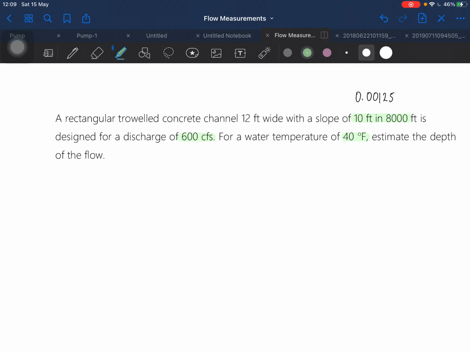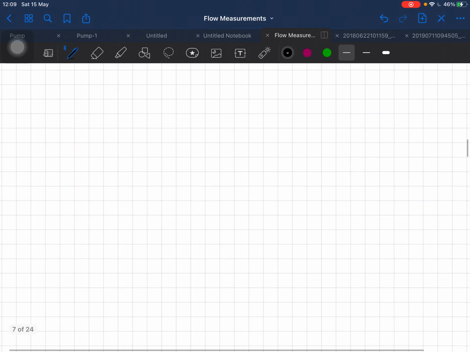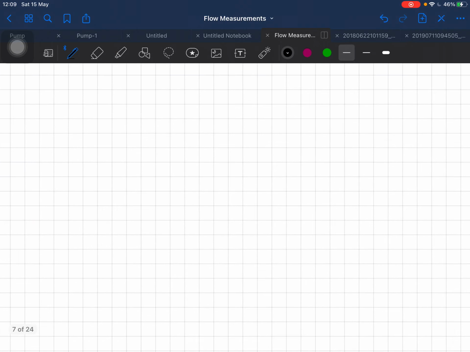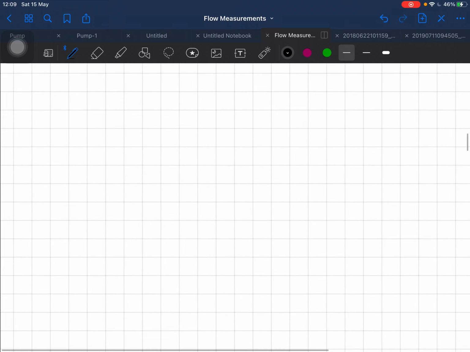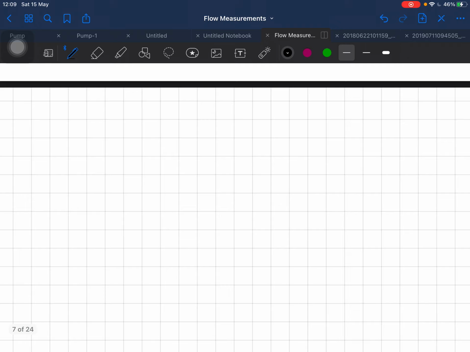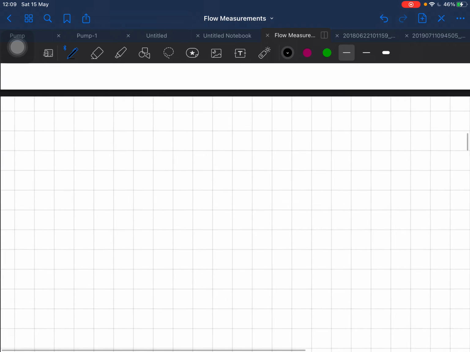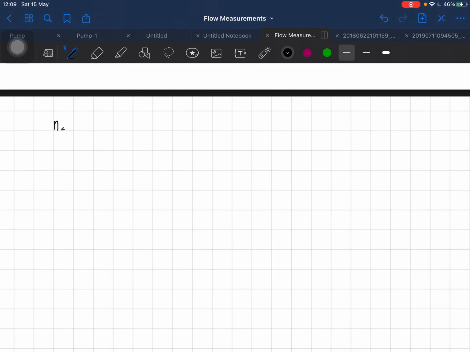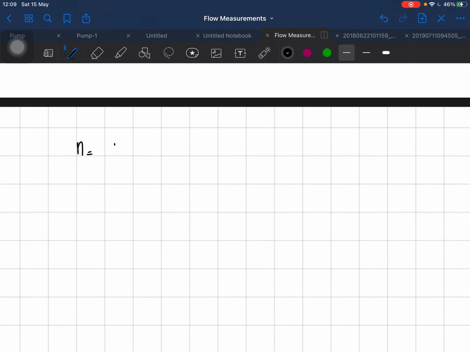In this case, okay, so this is the rectangular one. Yeah, it's going to be very easy too. So then we will see that first, it says troweled concrete channel, right? So the n must be 0.015.